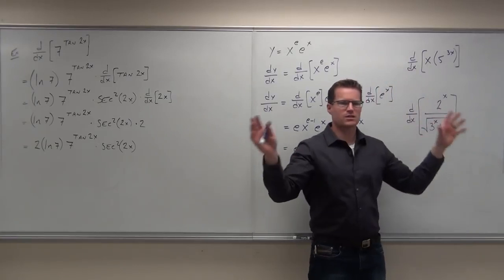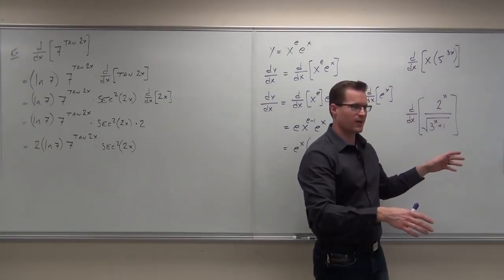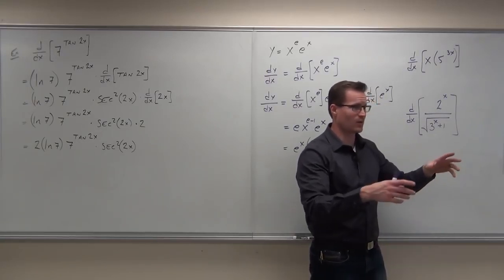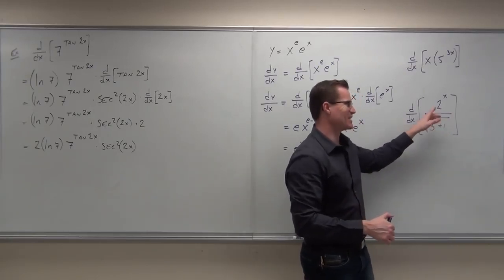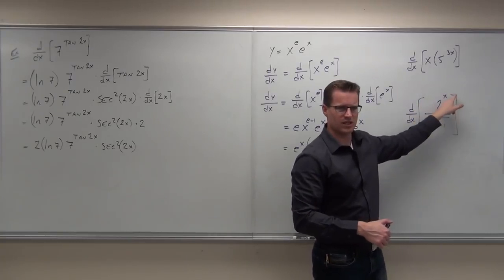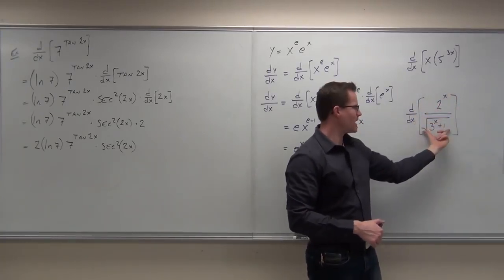This one, what's the first thing you see? Quotient rule. That's a quotient. You guys remember quotient rule? Yeah. Low d high minus high d low, over the bottom squared, and away we're done. Anyway, so could you take the derivative of this? Yeah. These are pretty easy ones. This is ln2 times 2 to the x. What's going to happen here?